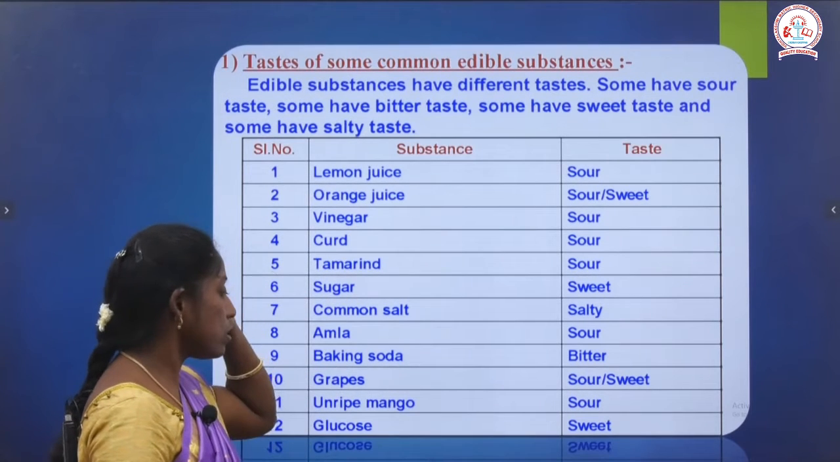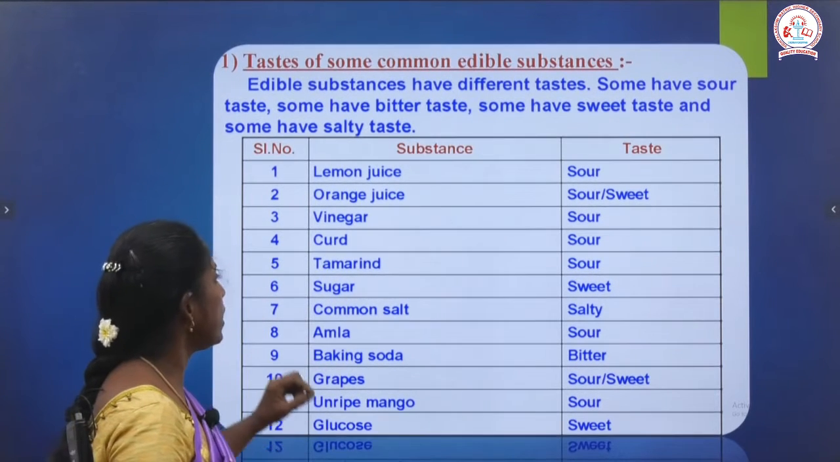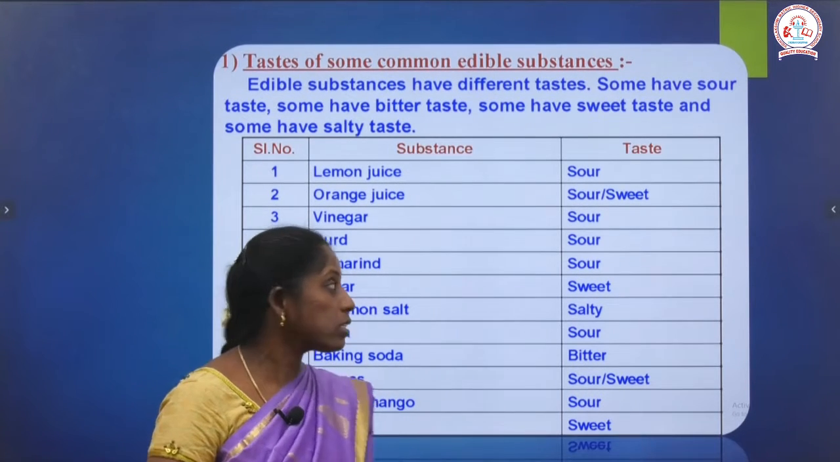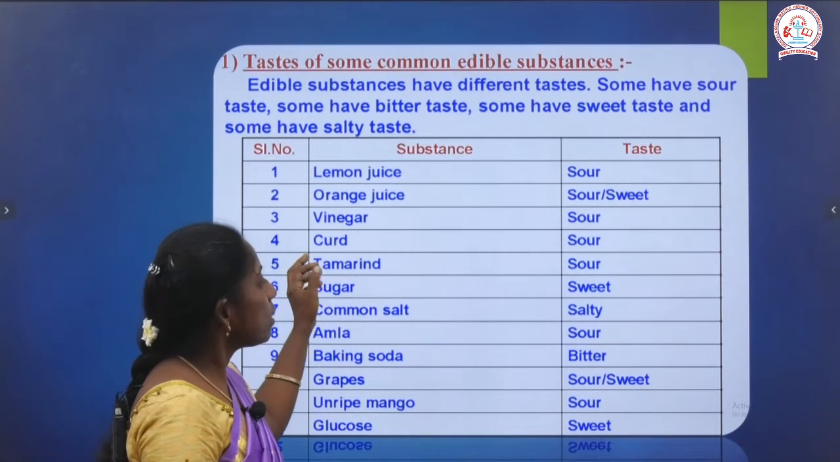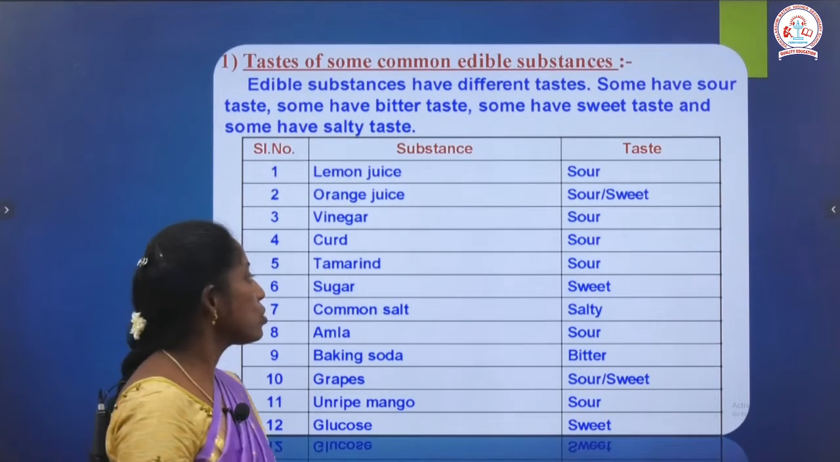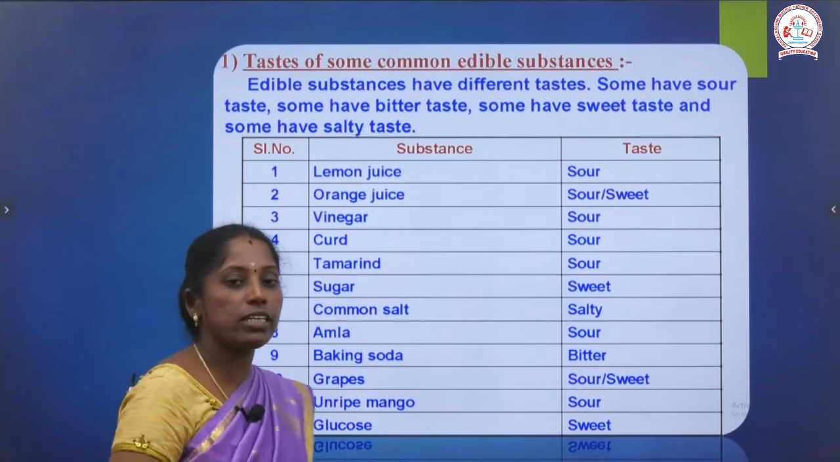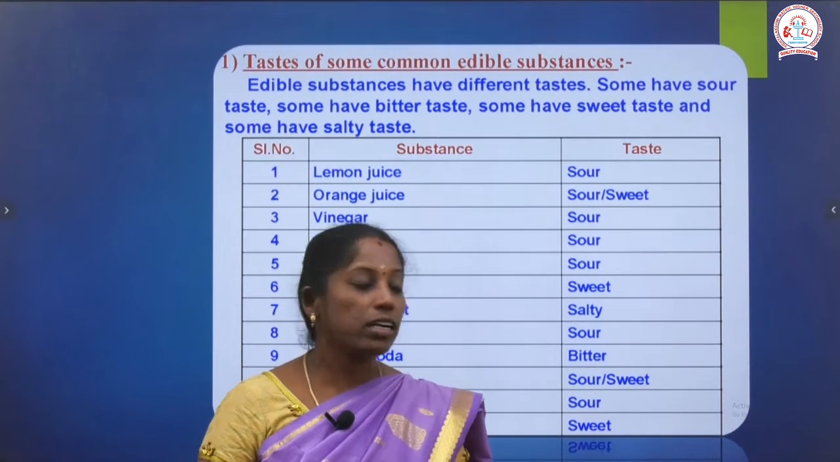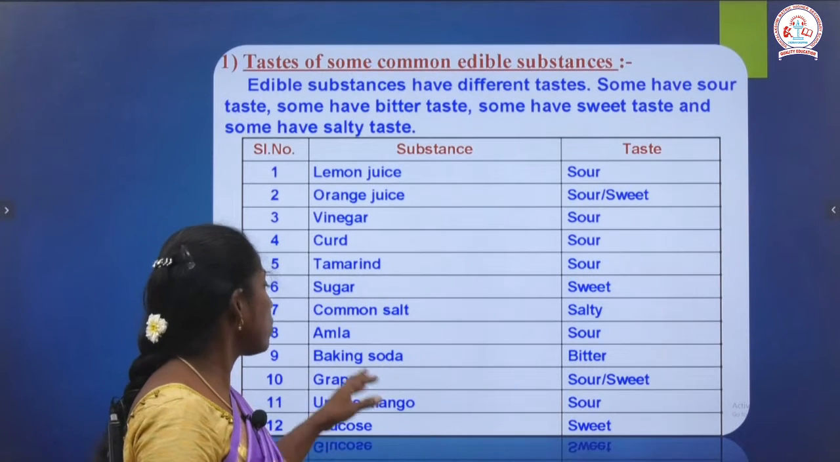Then orange juice, is it sour or sweet? Then vinegar. Vinegar is nothing but acetic acid, and it is sour. Then curd, which we get from milk, is also sour in taste. Then tamarind is also sour. Sugar, we know, is sweet. Then salt is salty. Then amla is also sour in taste.